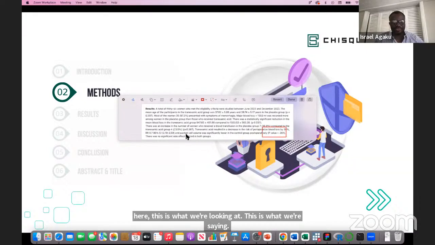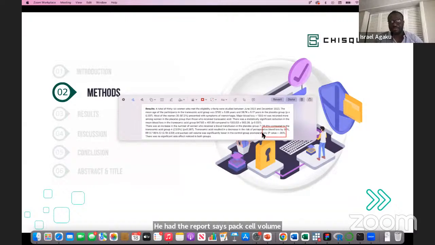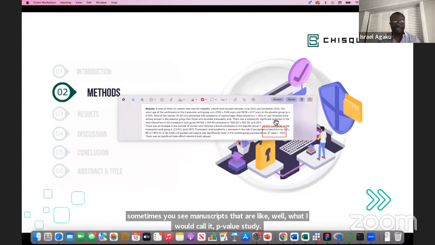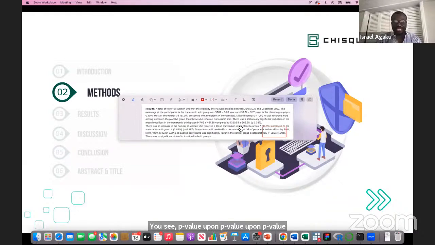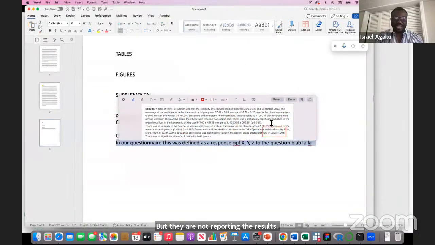Here, the report says packed cell volume was significantly lower in the control group post-operatively. P-value is 0.01. This is just wrong. So sometimes you see manuscripts that are what I will call a p-value study. You see p-value upon p-value upon p-value, but the question is, what are you comparing, right? You see p-values everywhere, but they are not reporting the results. So what we're saying you should do is this.